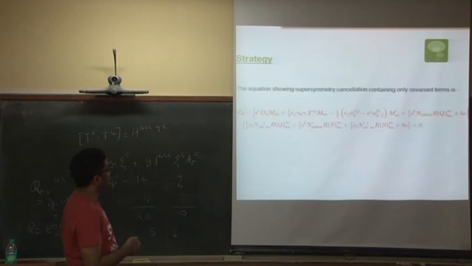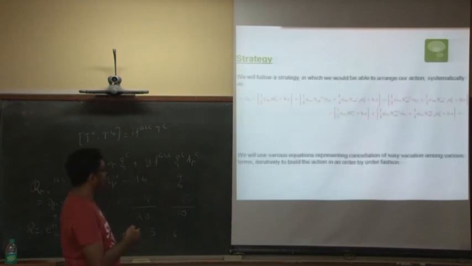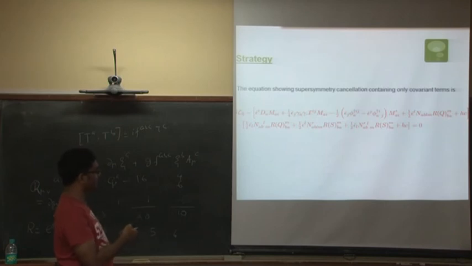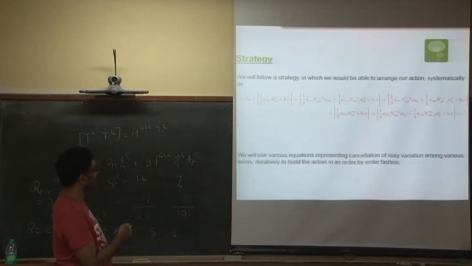Yeah, so these are basically the equations which we can derive from these ansatz. First we will use the equation coming from the supersymmetry variation which contains only covariant terms. Okay, and I can write them down as this. I can explain how this comes from these ansatz, but I think it will take some time.